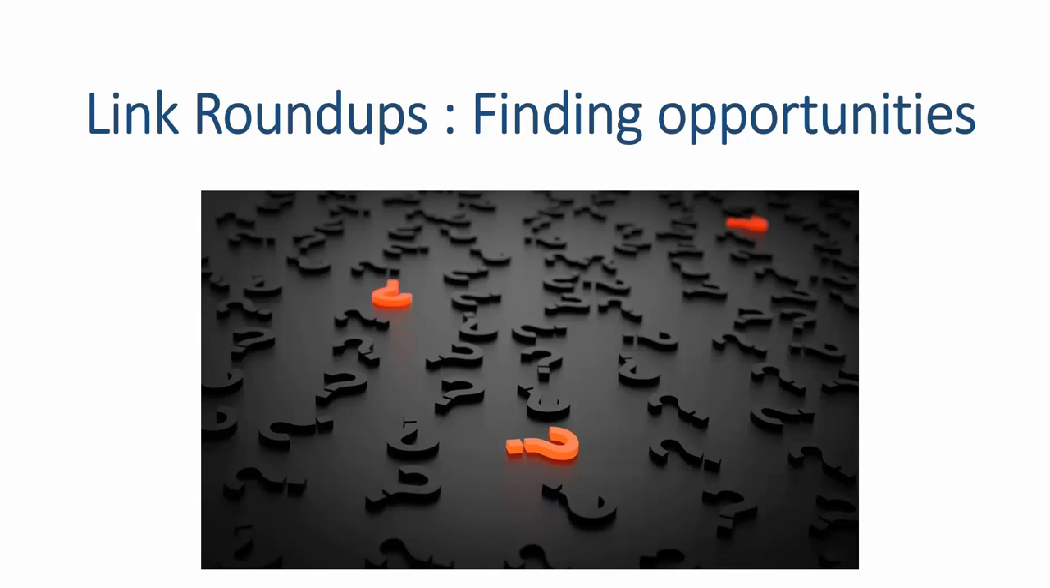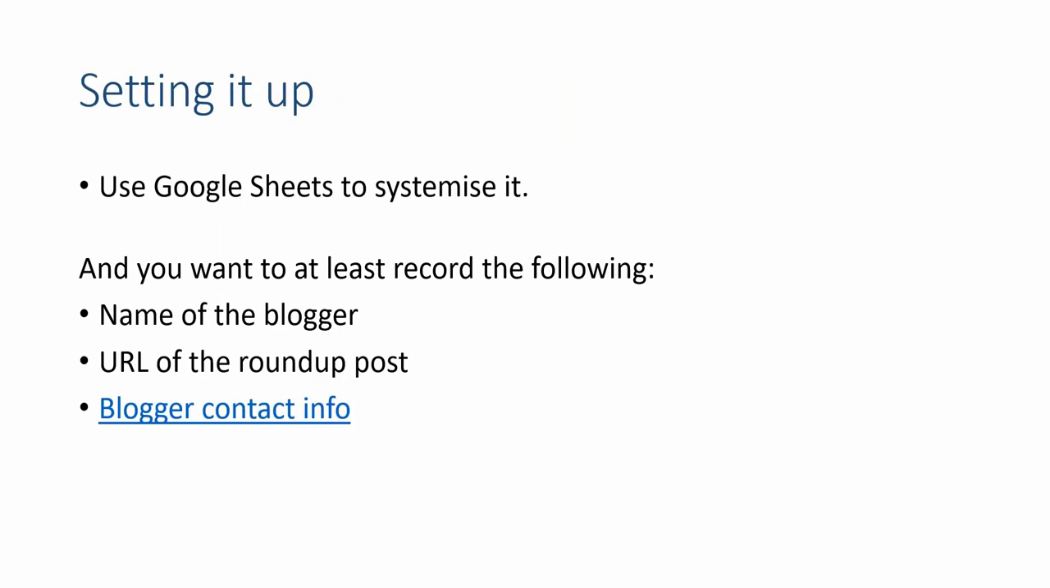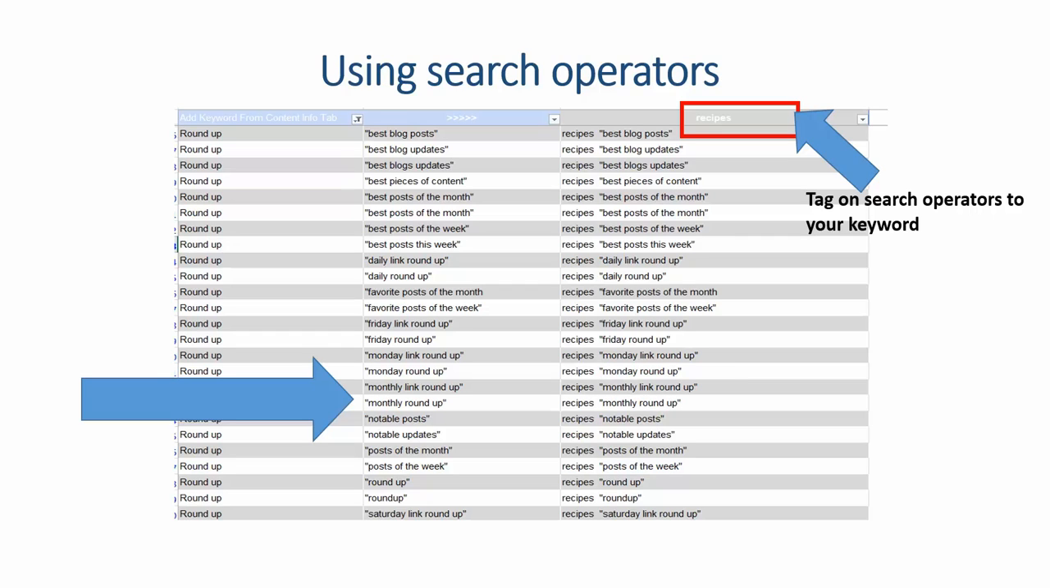Now, to do this at scale, and especially if you want to continue doing this, you're going to need some kind of systemized and organized way of tracking and recording your link building process. I would recommend using something like Google Sheets, just as I would for any kind of link type, and you want to be recording at least the following: the name of the blogger or editor or website owner, the URL of the roundup post, and the blogger's or website owner's contact info, so an email address preferably.